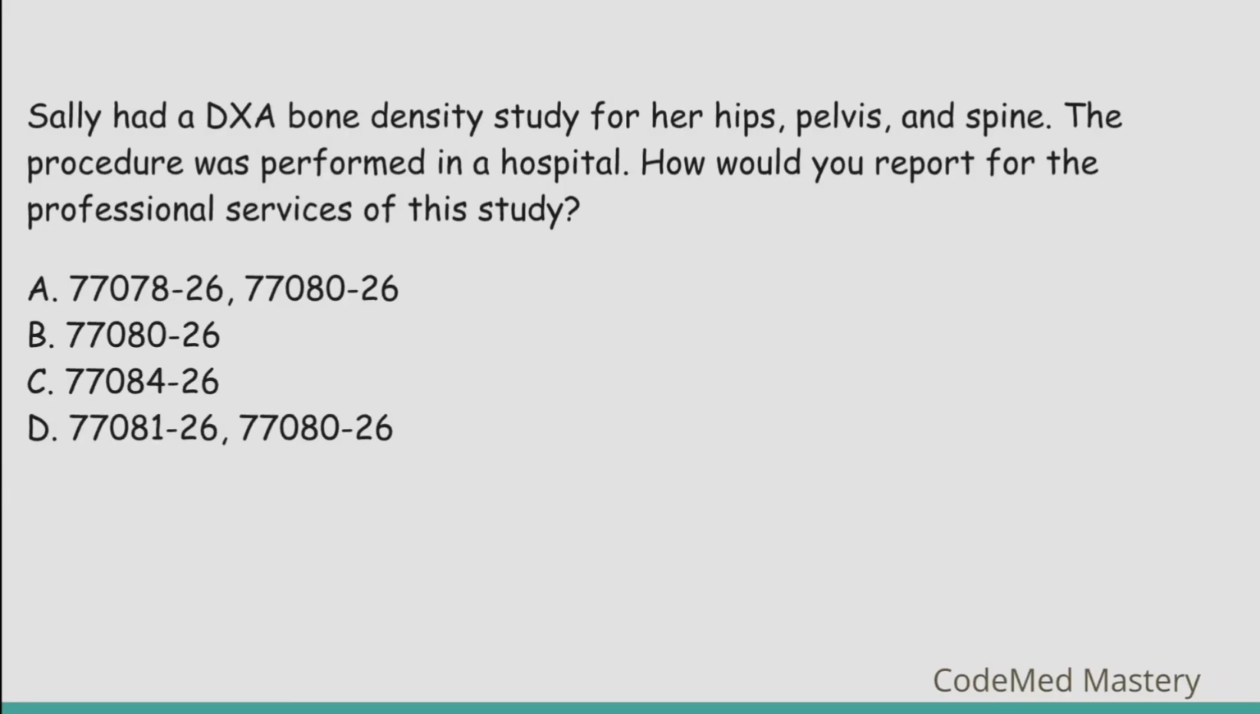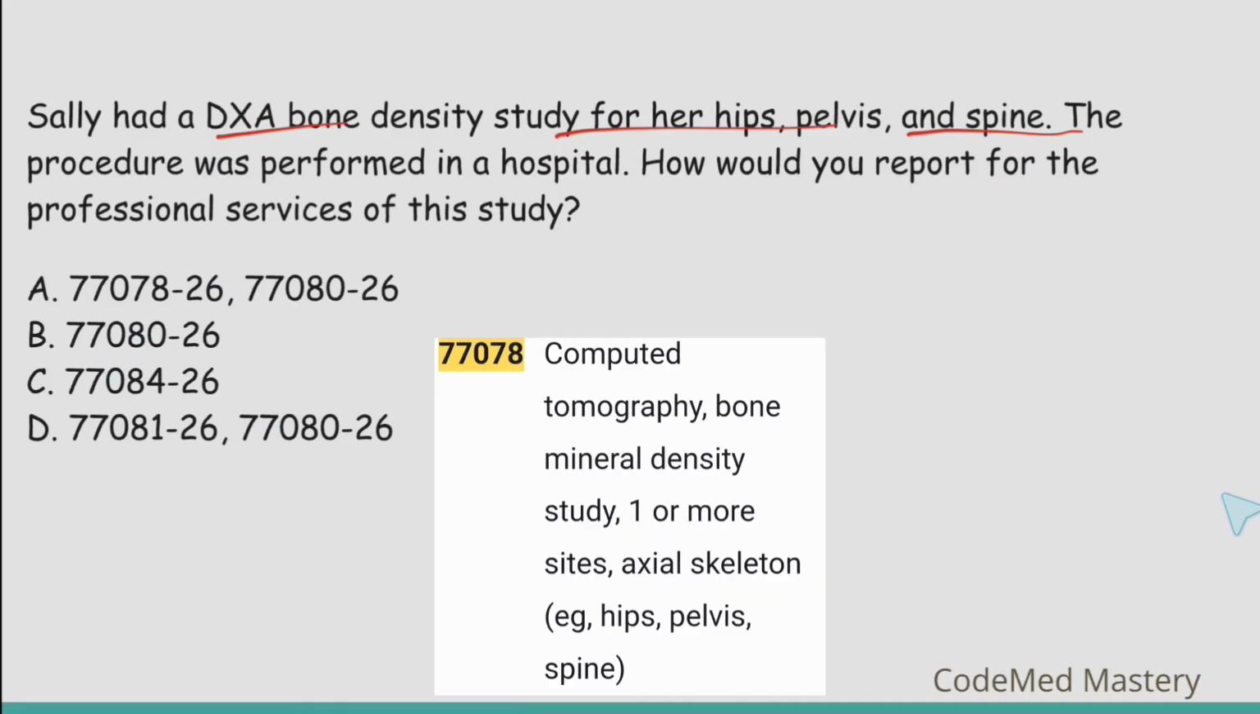Read the question. Sally had a DXA bone density study for her hips, pelvis and spine. The procedure was performed in a hospital. How would you report for the professional services of this study? Let us check the first codes from each option. Check option A, 77078. 77078 is for computed tomography, bone mineral density study, 1 or more sites, axial skeleton. But in this scenario, they have mentioned DXA bone density study. It is not CT, computed tomography, right? So directly eliminate option A.